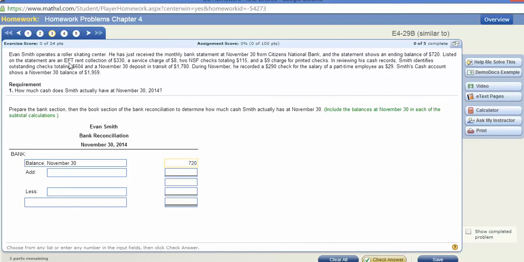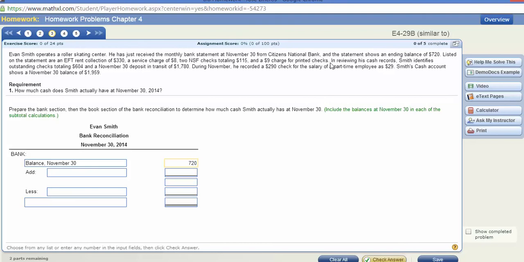Listed on the statement are an EFT rent collection of $330. This is an electronic funds transfer. This is not a deposit in transit. Service charge, well, the bank statement knows about that. It knows about the 2 NSF checks for $115. And obviously it knows about a $9 charge for printed checks because it's the bank creating the statement saying we're charging you.